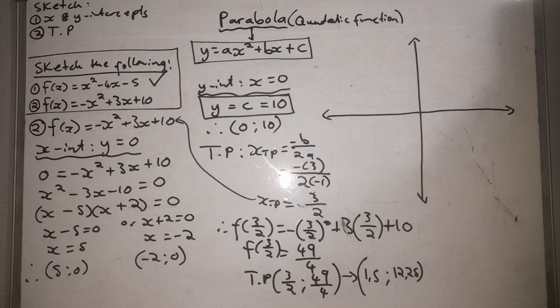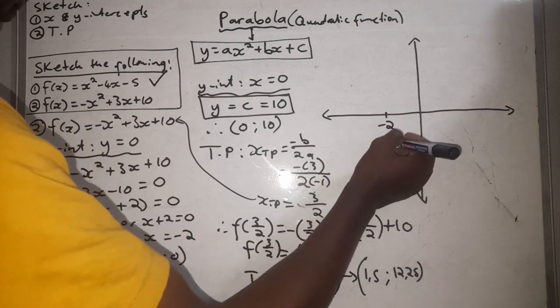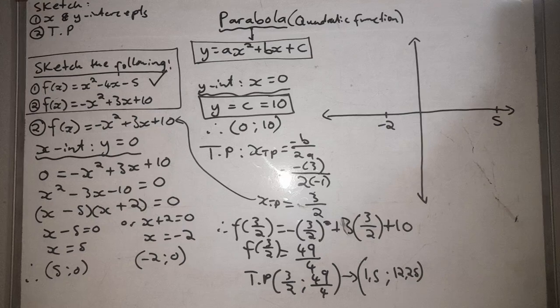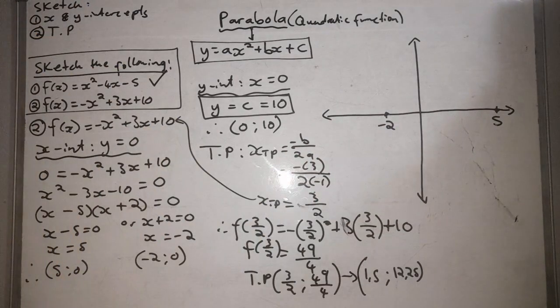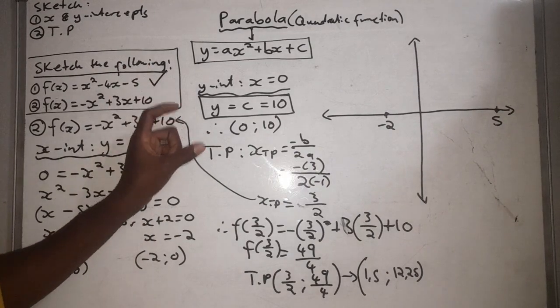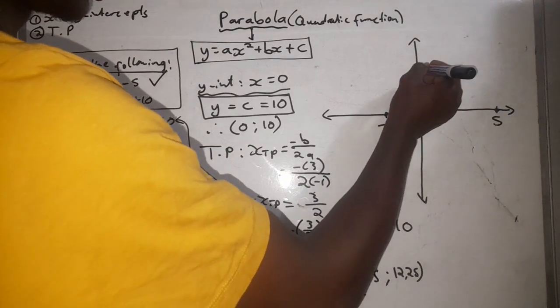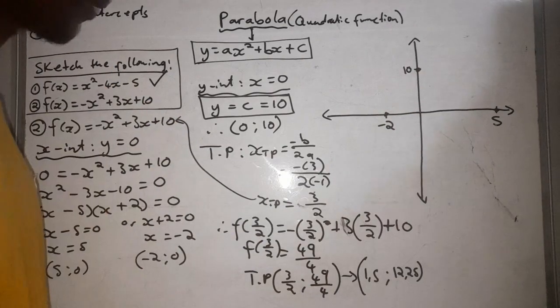Let's start with the x-intercepts. So there's -2, I'll plot it over here, and 5. These are the x-intercepts over here. Then there's the y-intercept, which is at 10. So I'll plot 10 right here. That's 10, and the point is going to be over here.